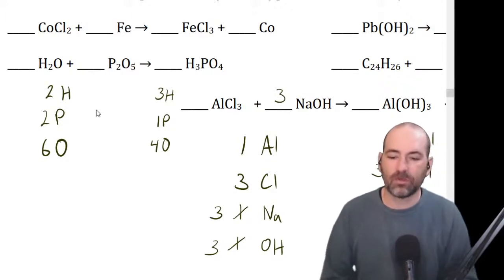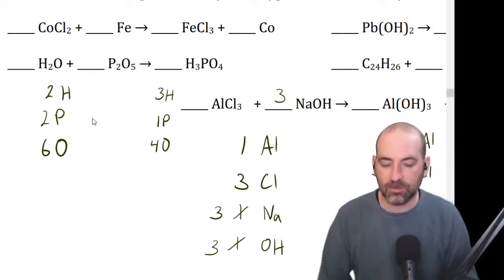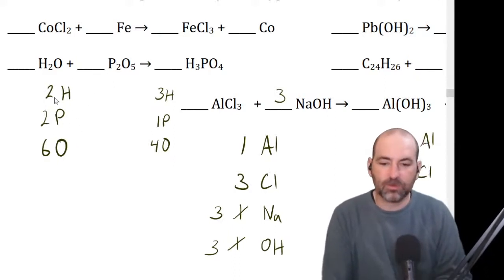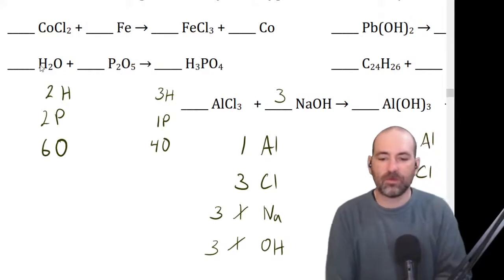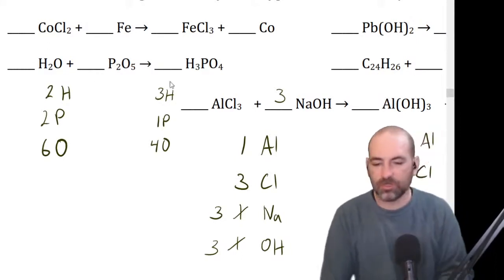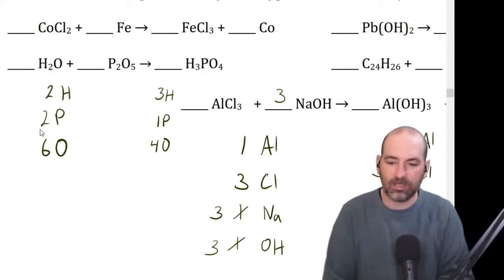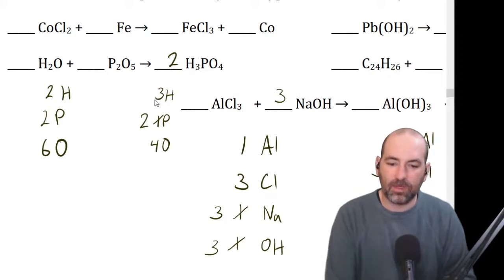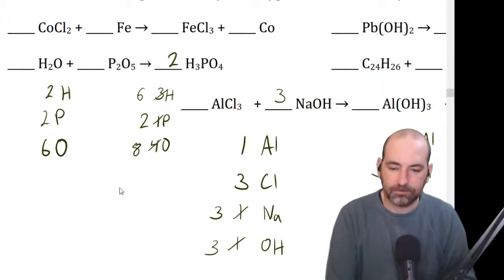It doesn't matter if we start with the H or the P in this case, or at least we don't think it does yet. So let's start with the P just because those numbers are nicer, because this one we've got 2 versus 3, and so we'd have to go like 3 and 2, which is fine, but P is easy, right? It's 2 here, 1 here. So we know if we just put a 2 there, we've got our 2 Ps. And then we can fix the rest of it. So we've got 6 H's now and 8 O's.